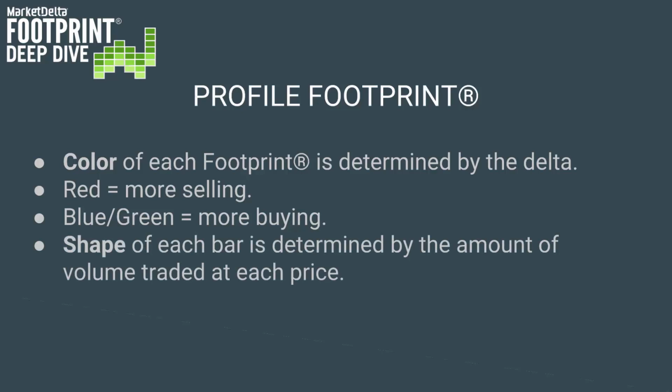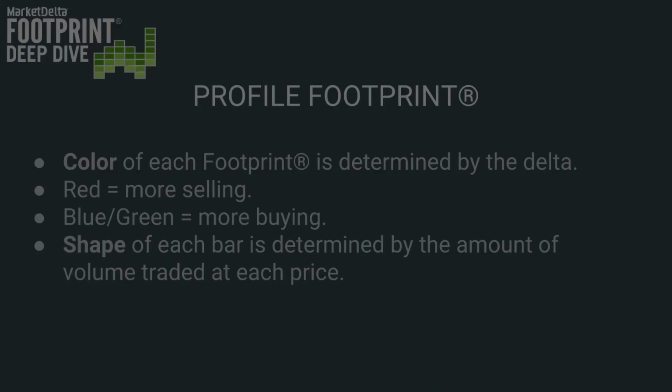Shape, this is a new one for this. The shape of each bar is determined by the amount of volume traded at each price. So the wider the bar, the more volume that occurred. The thinner or narrower the bar, the less volume that occurred at that price. What you end up getting are these vertical volume distributions, and it allows you to see where the market is trading more or trading less.